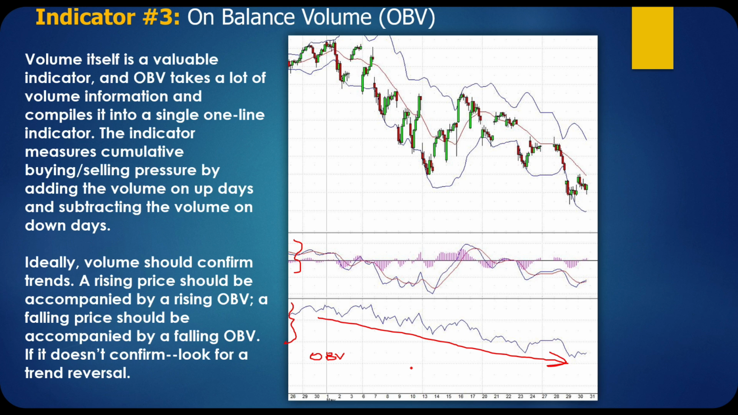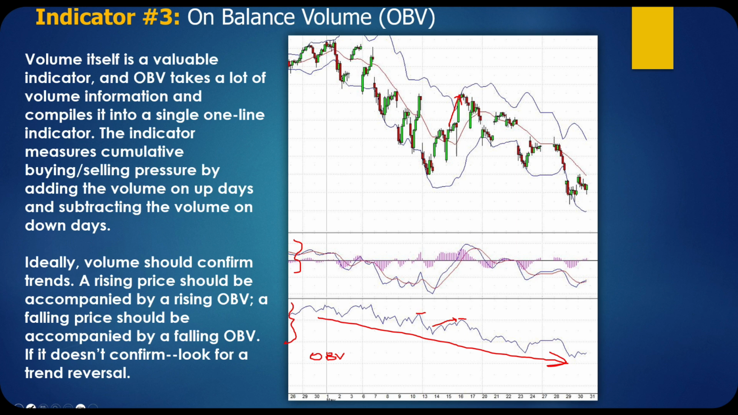So a rising price should be accompanied, obviously, by a rising OBV, and a falling price should be accompanied by a falling OBV. If it doesn't confirm, look for a trend reversal. So like right here, you've got this big uptrend. You think, oh, this thing's going to the moon. And you see a slight uptrend here on the OBV, but what you don't have is a higher high. This low is actually lower, so we know that this whole thing is still in a downtrend and that we should short the tops.